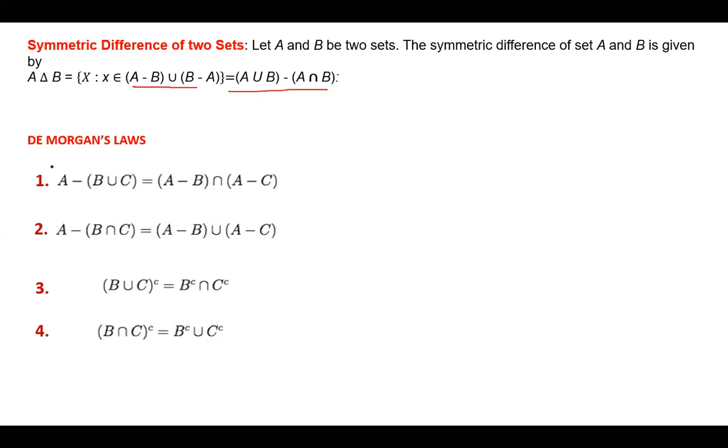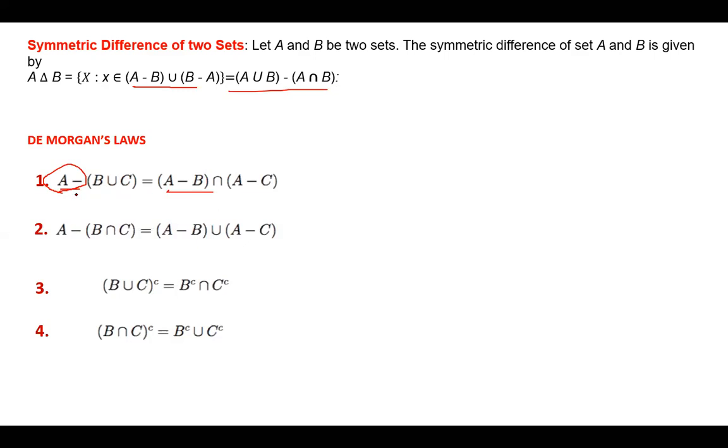These are the laws which were discovered by De Morgan. So when you have A minus (B union C), you can distribute. This one is called the distributive law. You can distribute this A minus to everything in the brackets. How do you do it? You say A minus times B, you have A minus B. And then this sign here will change. So there it becomes intersection and then A minus C.